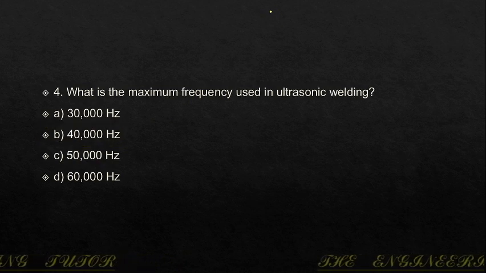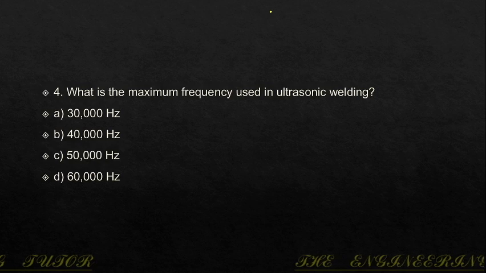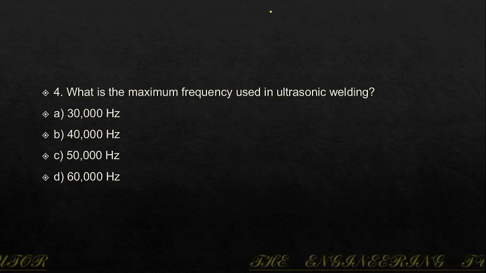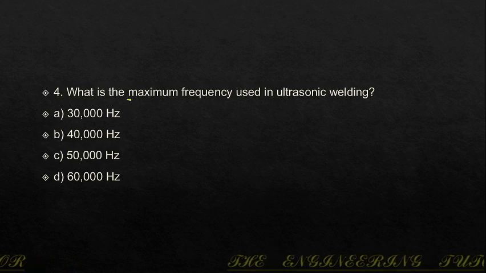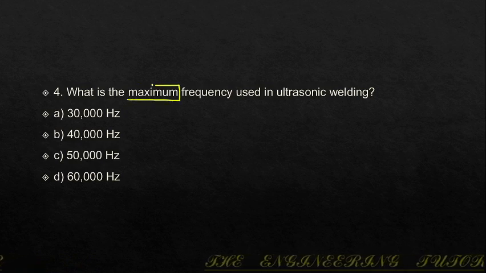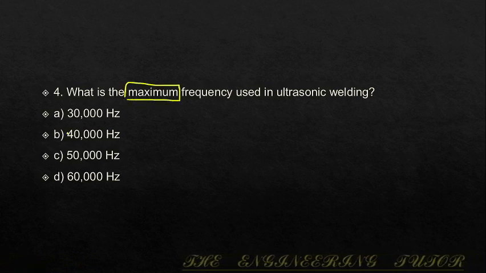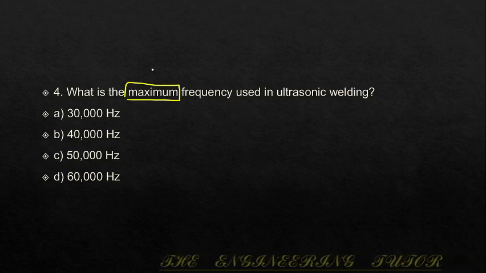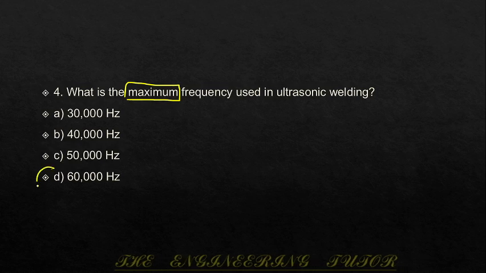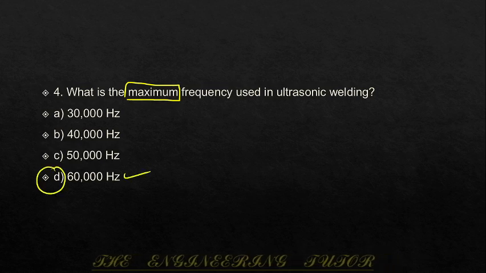What is the maximum frequency used in ultrasonic welding? The minimum frequency is 20,000 hertz. The maximum frequency used is 60,000 hertz.